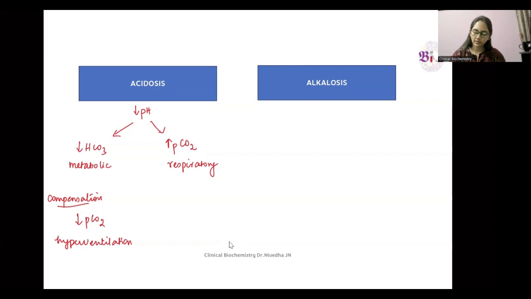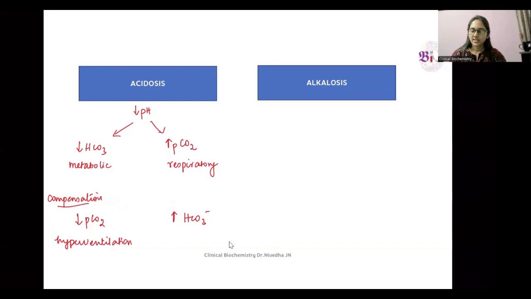So what will happen to the bicarbonate levels here? The bicarbonate levels should be increased for compensation. The kidneys will try to reclaim more bicarbonate from the tubules. So this is what happens in case of compensation. But how much carbon dioxide should be reduced in metabolic acidosis, or how much bicarbonate should be increased as a compensation for respiratory acidosis? We will see that in the next slide, right?